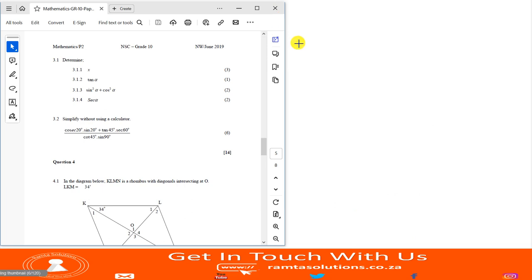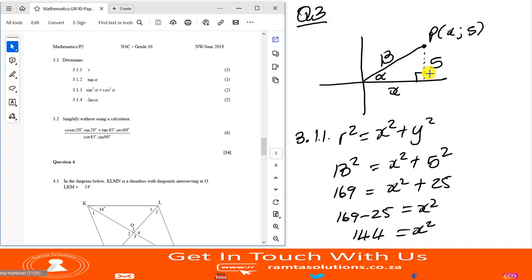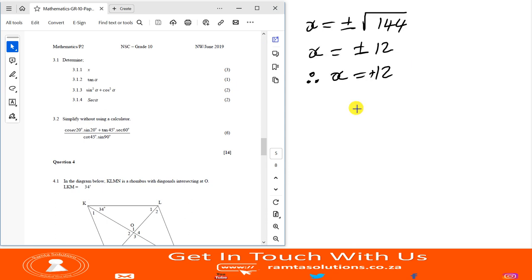Now since we said x squared equals 144, we will say x equals plus or minus the square root of 144, which is 12. But when you look at this diagram, x is in the first quadrant. So since it's in the first quadrant, x will be positive. Therefore, x equals positive 12. Okay, perfect.